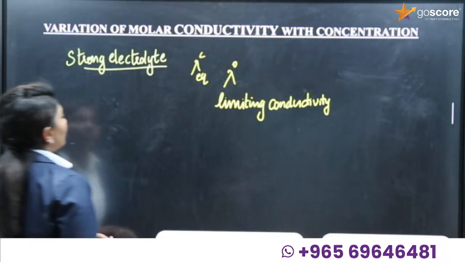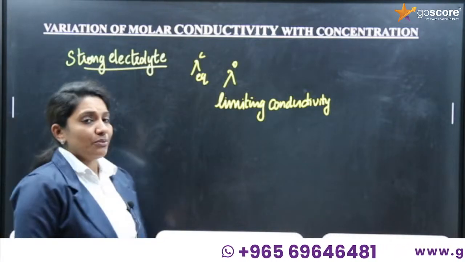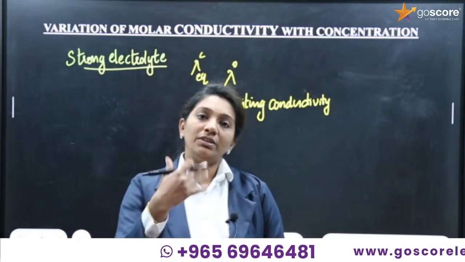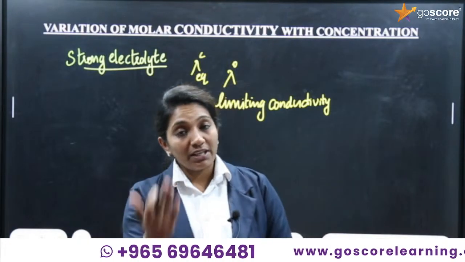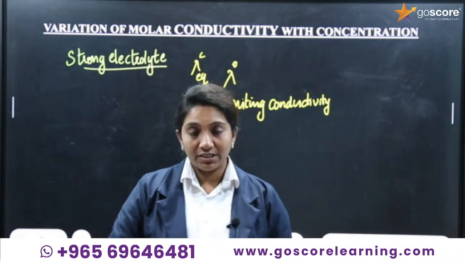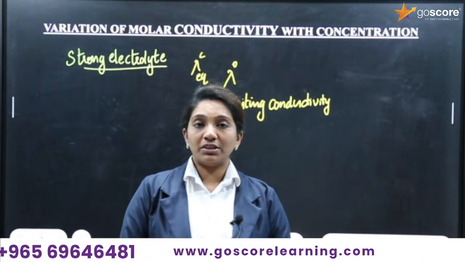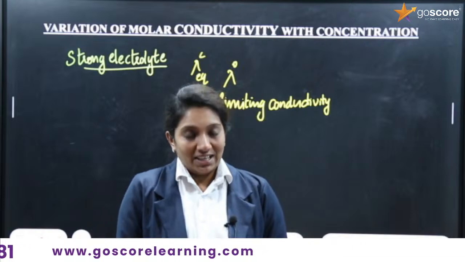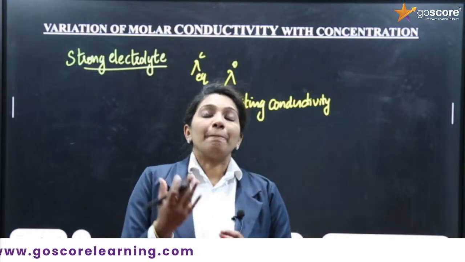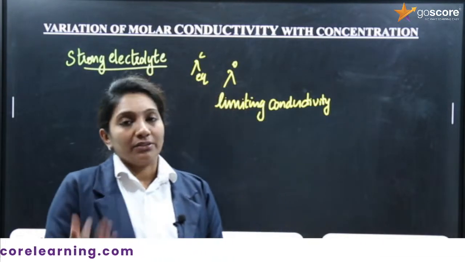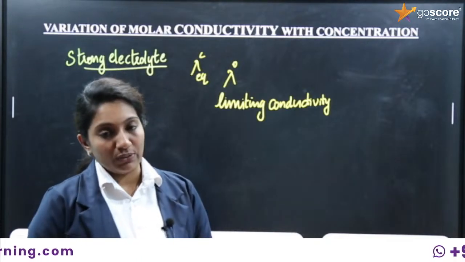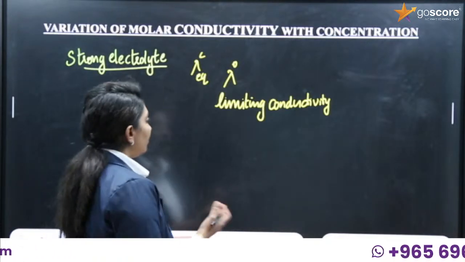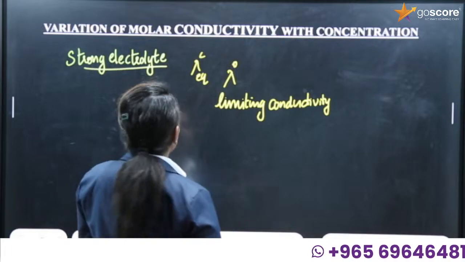Okay, so a strong electrolyte will be ionizing, giving the maximum number of ions, right? So definitely they will have more electrolytic power. So what happens to the electrolyte when you are diluting the solution? That means you are changing the concentration.